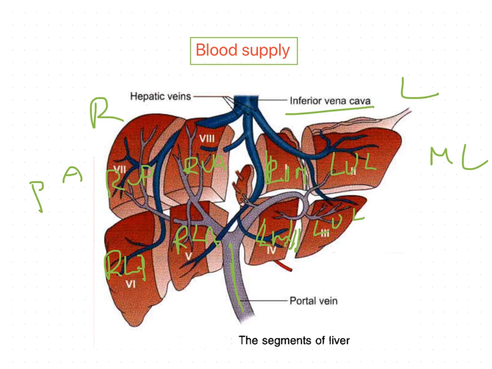If you see the nerve supply, the hepatic plexuses of nerves accompany the hepatic artery and portal vein, and contain both sympathetic as well as parasympathetic fibers. The sympathetic is coming from celiac ganglia, whereas the parasympathetic is from vagus fibers. The sympathetic fibers are ultimately derived from T7 to T9 spinal segments.